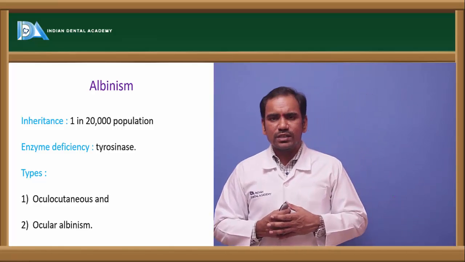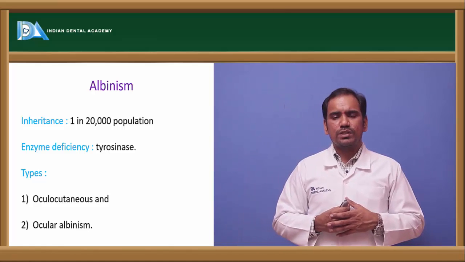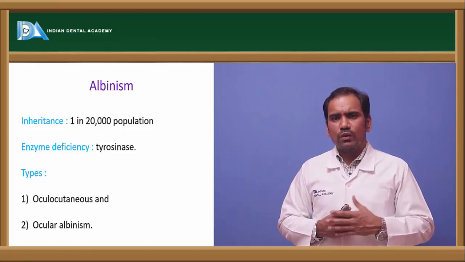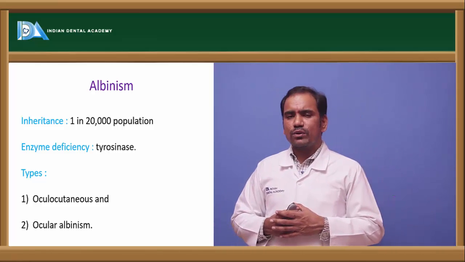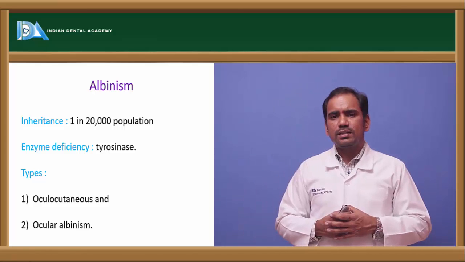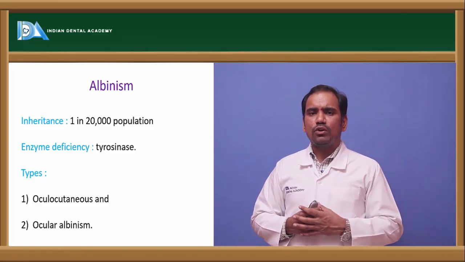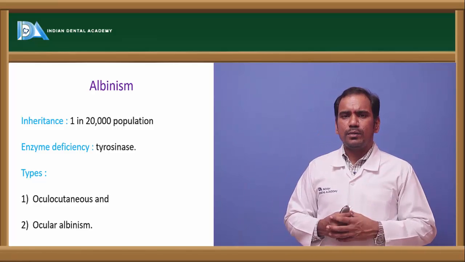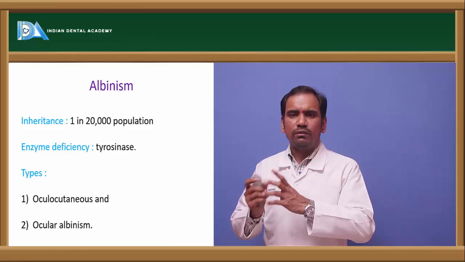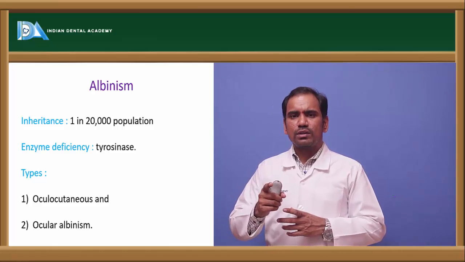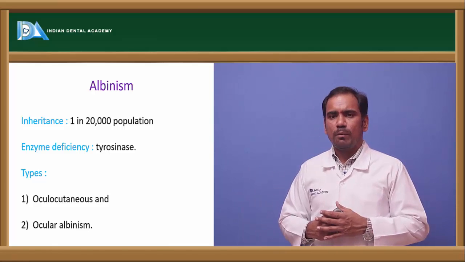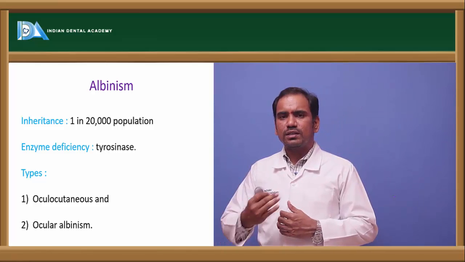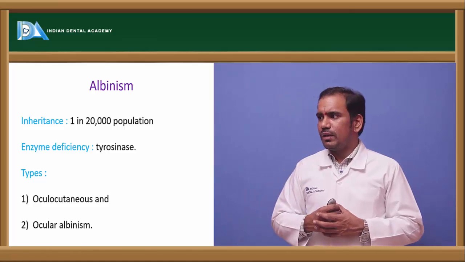The enzyme deficiency in case of albinism is tyrosinase. In the metabolism of phenylalanine and tyrosine, we get an enzyme called tyrosinase. Tyrosinase is used in the synthesis of a pigment called melanin. So melanin pigment deficiency leads to albinism because there is deficiency of tyrosinase. Without tyrosinase, tyrosine cannot be converted into melanin. So deficiency of melanin in case of tyrosinase deficiency is what we call albinism.